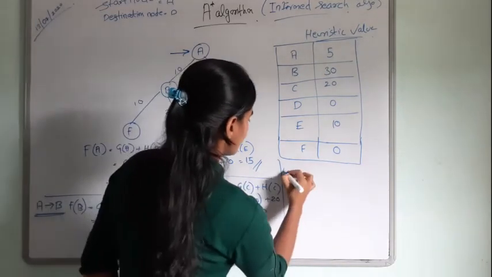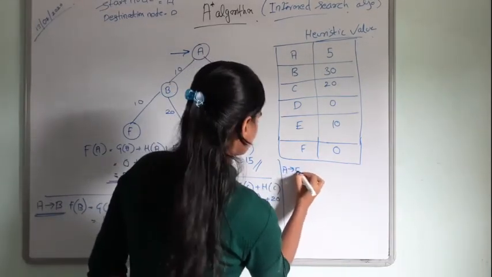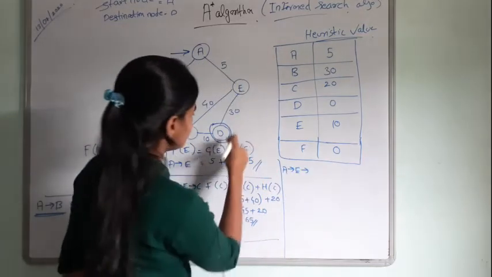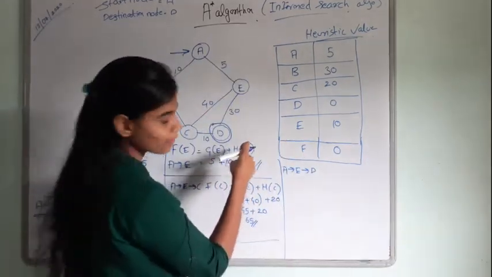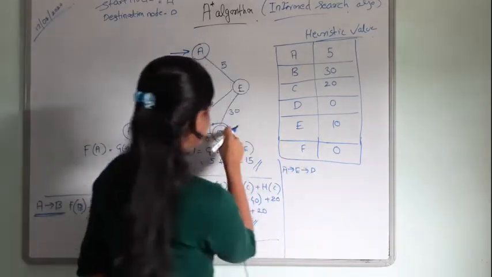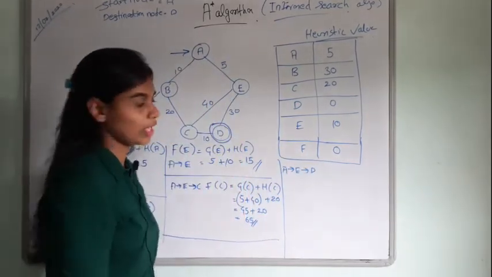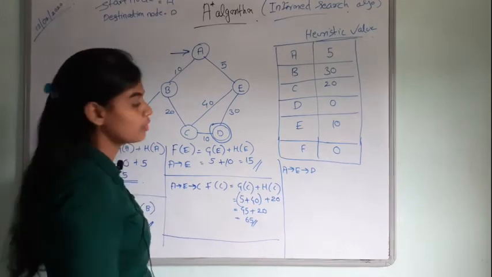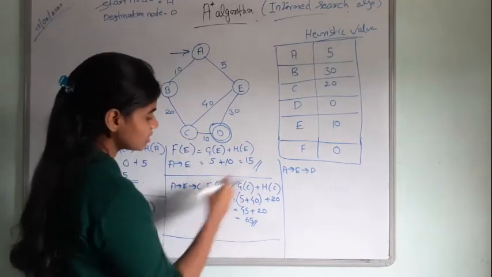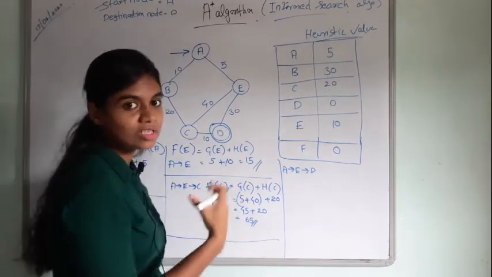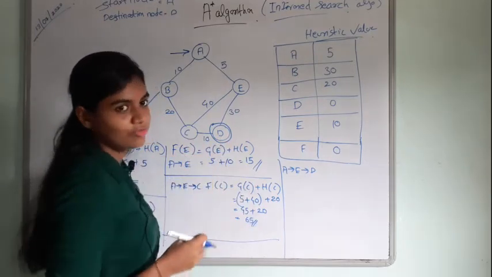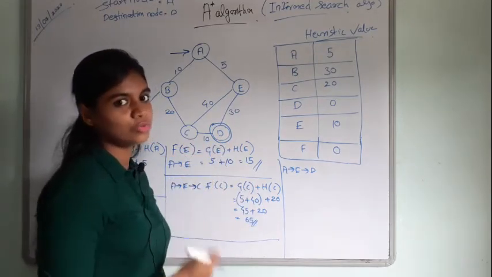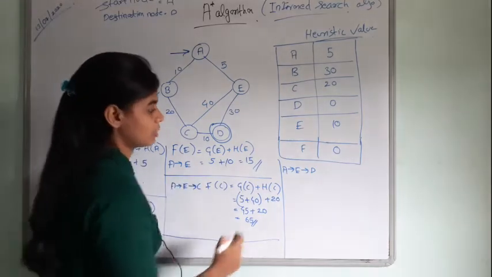Now A to E to D. E is connected to C, and E is connected to D. So I will take D, which is the destination node. Now we have reached the destination node, but we have to see which path is the cheapest path node, because the destination node needs the cheapest path.